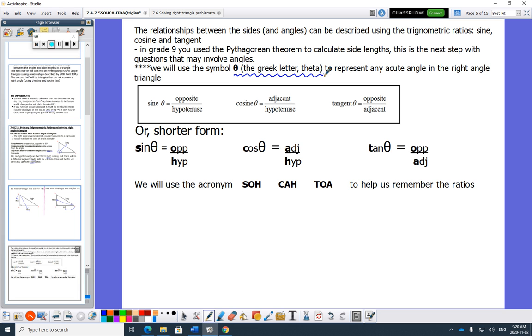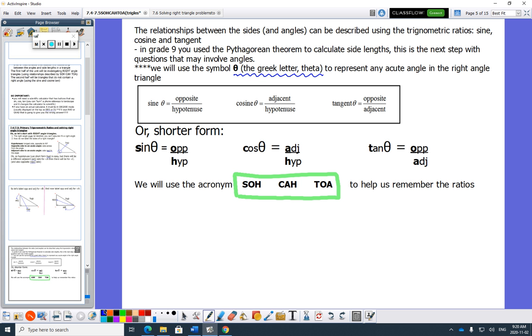And you might have heard people talk about this, SOHCAHTOA. If you like abbreviations to try to remember this, then you can do that, because sine is opposite over hypotenuse, cos is adjacent over hypotenuse, tan is opposite over adjacent. You're going to be given these on the test and the exam, okay?